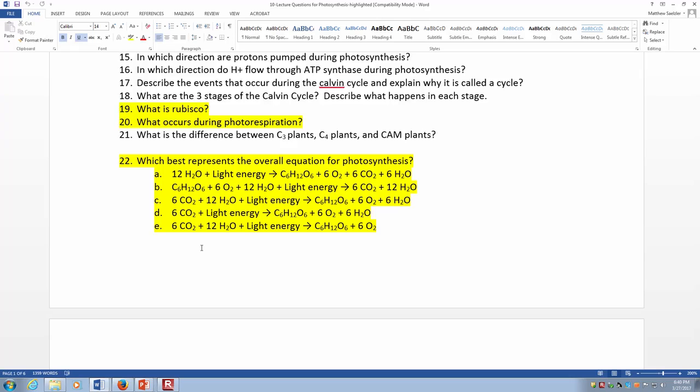Does anyone remember what water's role is? And specifically, its role is played in the light reactions. Right, it's the electron donor in the light reactions. And then obviously light energy is the energy source that's needed in photosynthesis in order to synthesize organic molecules.